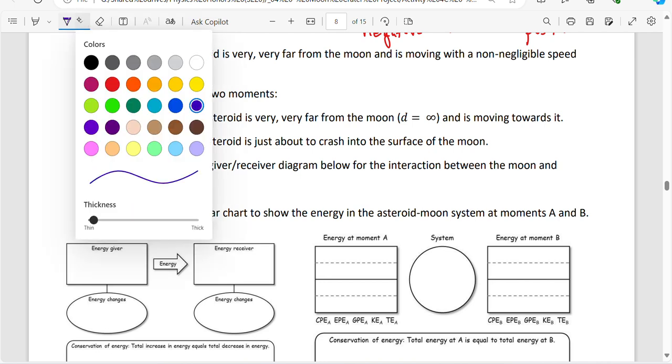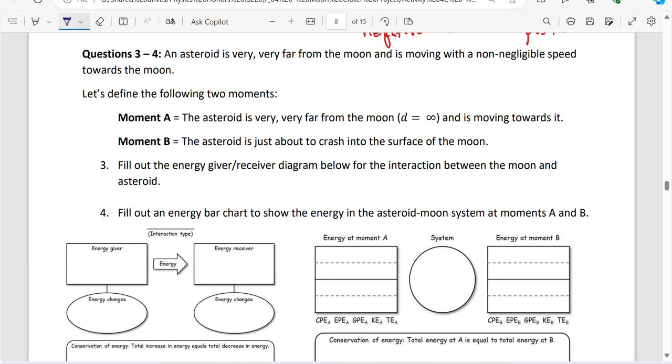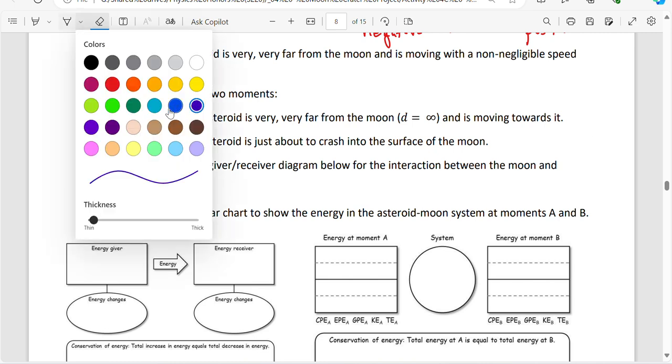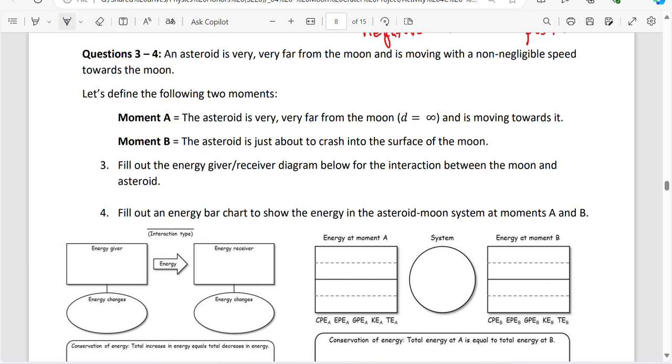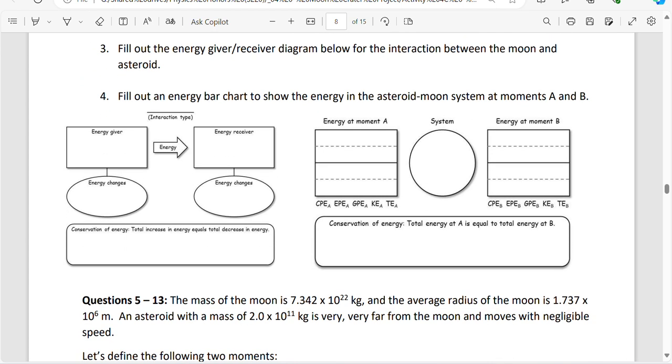We have the giver-receiver diagram looks something like, give me a second to erase some things. Blue marker pen's back, great. Okay, fill out the energy bar chart. So what does it look like?